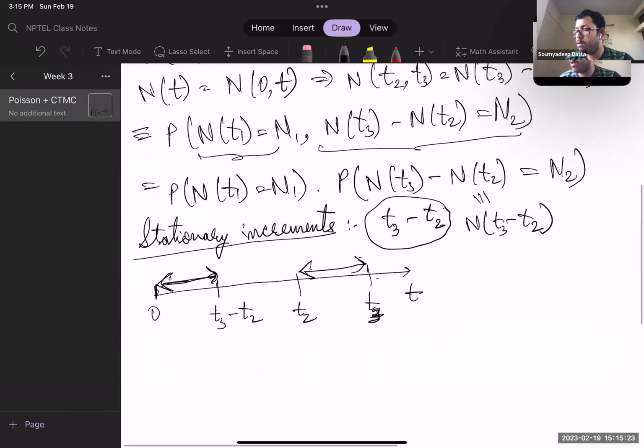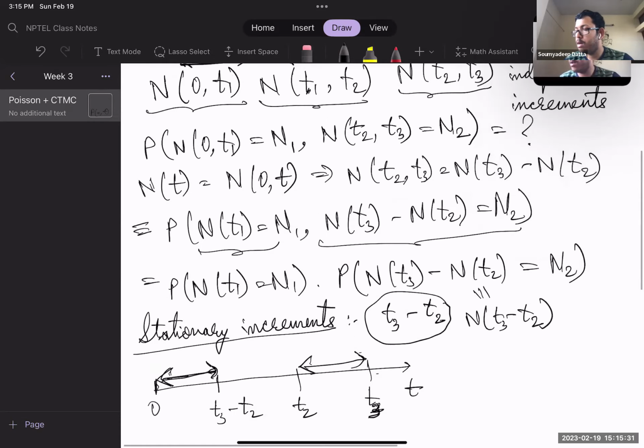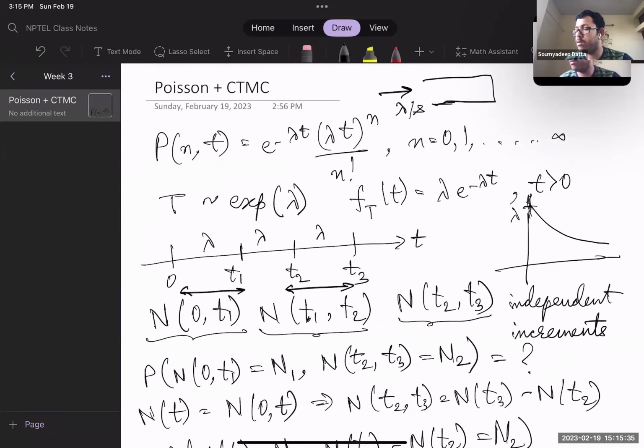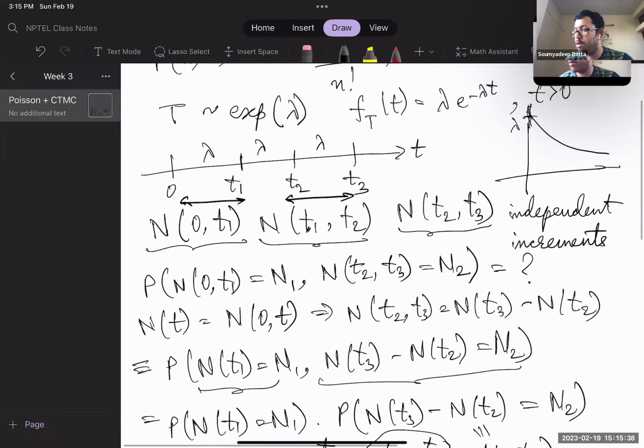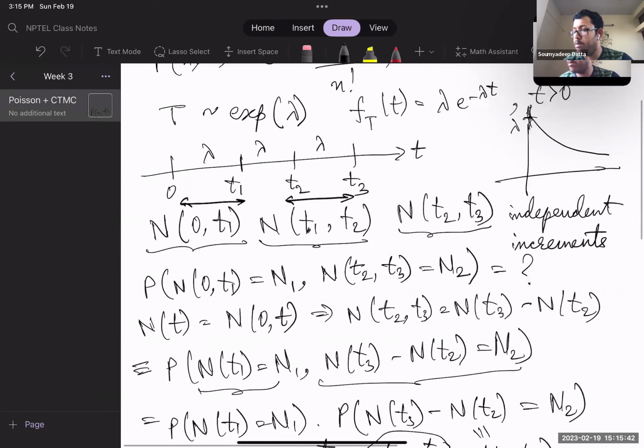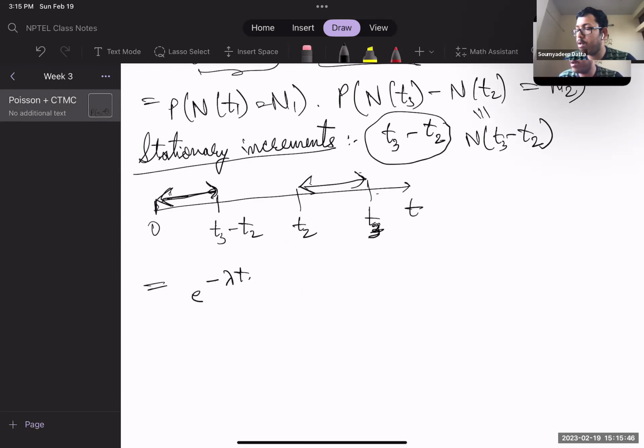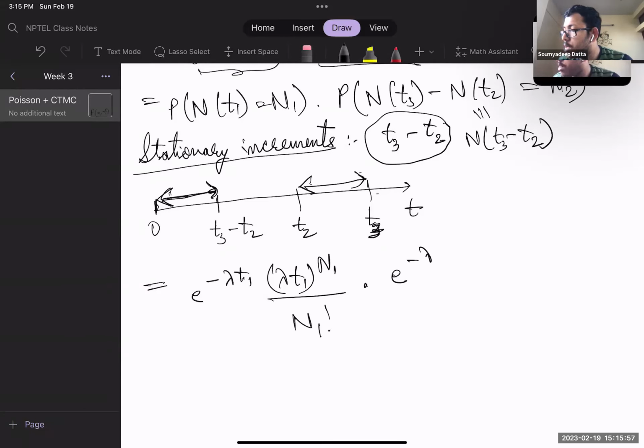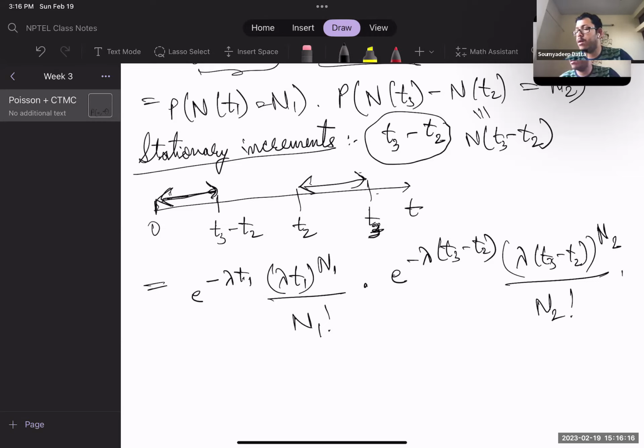So if I make this change, I just have to compute the probability N of T1 equal to N1. And we know that this is the Poisson distribution, e to the power minus lambda t, lambda t to the power n by n factorial. And we need the probability that this is equal to N1. So it will be e to the power minus lambda T1, lambda T1 whole to the power N1 divided by N1 factorial, times e to the power minus lambda times T3 minus T2, lambda times T3 minus T2 whole to the power N2 divided by N2 factorial.